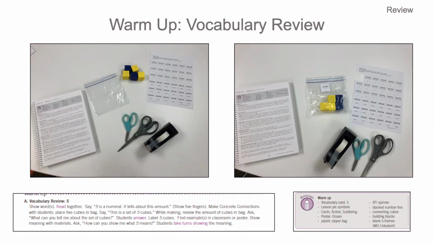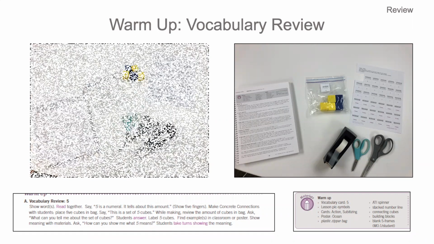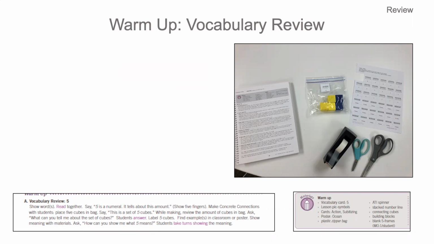The purpose of the vocabulary activity is to show what the vocabulary word means using concrete objects. As shown here, wooden cubes are placed in a plastic bag to represent a set of 5. Once the set of 5 is created, the picture symbol, printed from members-only content, of the vocabulary word is placed on the bag to connect the vocabulary word to the concrete connection made.